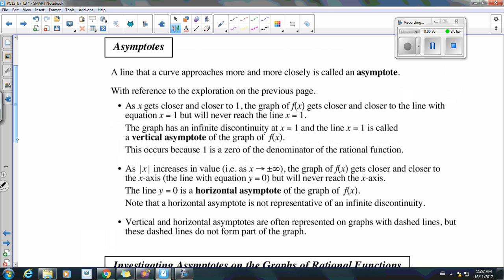Asymptotes. A line that a curve approaches more and more closely is called an asymptote.